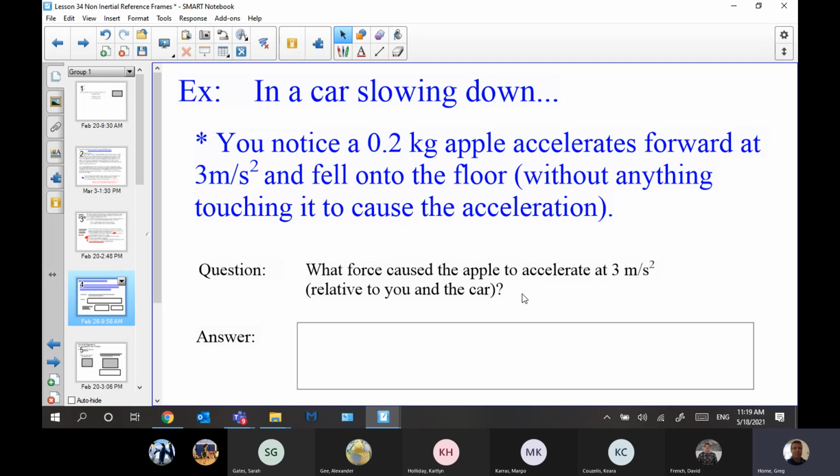From in that reference frame, it seemed like it did it on its own, right? So the question is, what force caused the apple to accelerate at 3 meters per second squared relative to you in the car? What force? Been following along the concepts here? What force actually caused that acceleration?